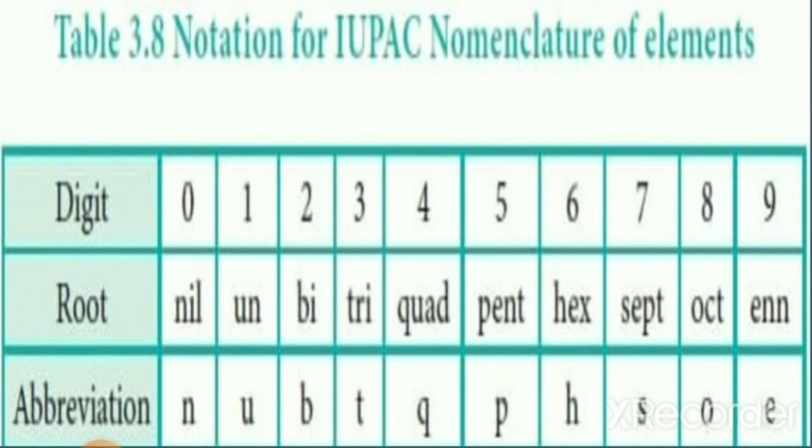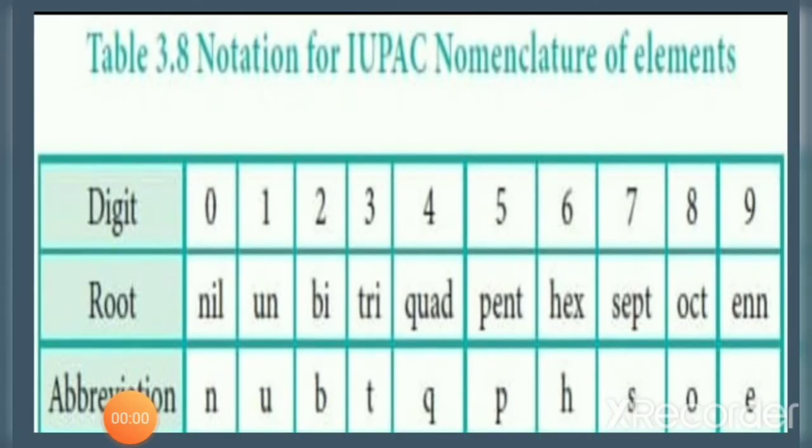So, the roots are put together in order of digits which make up the atomic number of the element, and IUM is added at the end. For the digit 0, the root is nil and abbreviation N. For the digit 1, root is UN and abbreviation is U. For the digit 2, root is BI and abbreviation is B. For the digit 3, root is tri and abbreviation T. For digit 4, the root is quad and abbreviation Q, and so on.